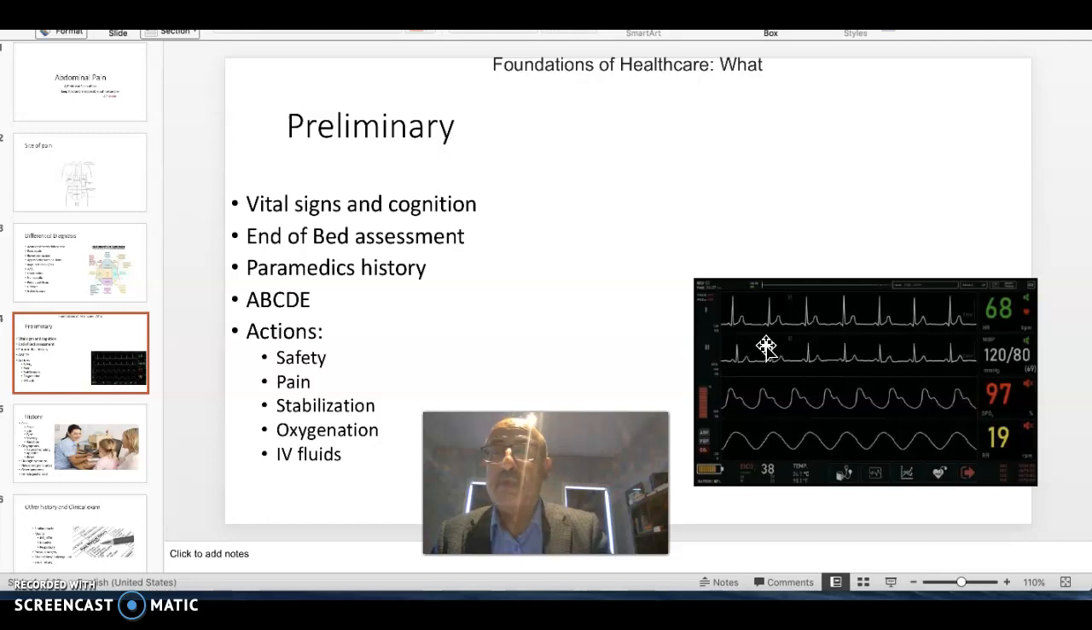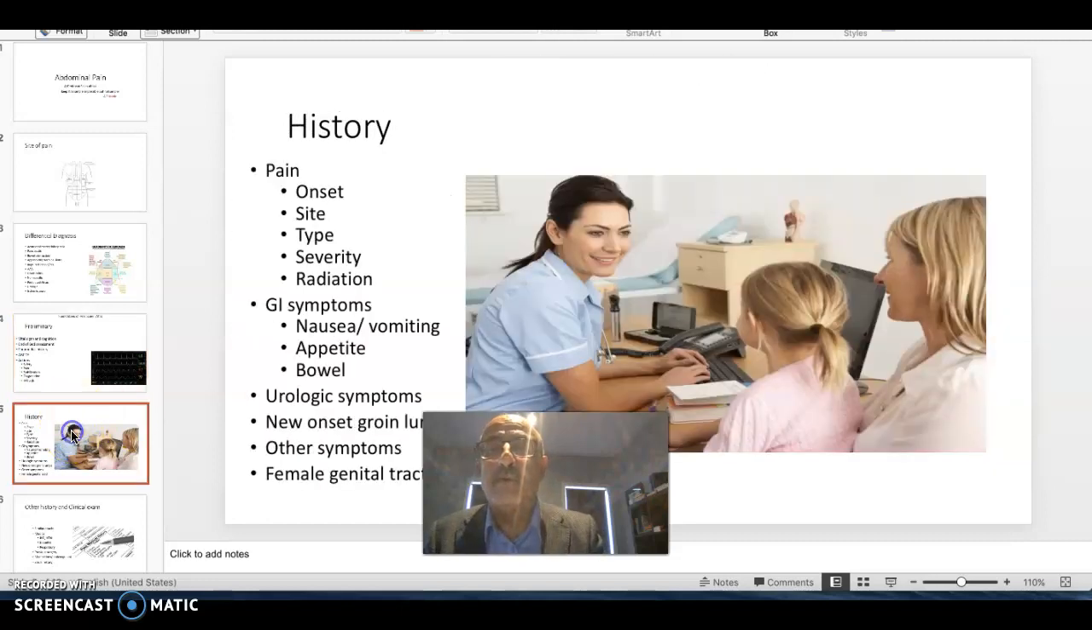Now, we move on. These things are, in fact, very preliminary, and we will emphasize all these aspects in different places according to the diagnosis that we will find. But I want you to assess a patient with abdominal pain and make the primary form of management.